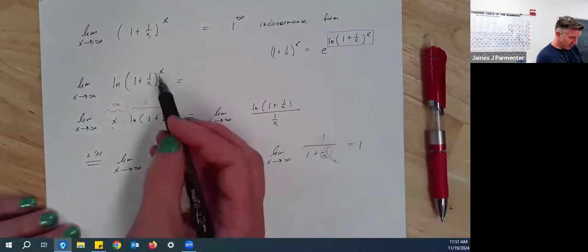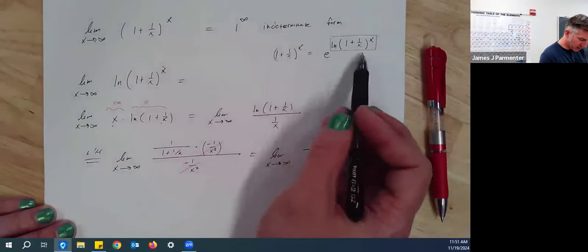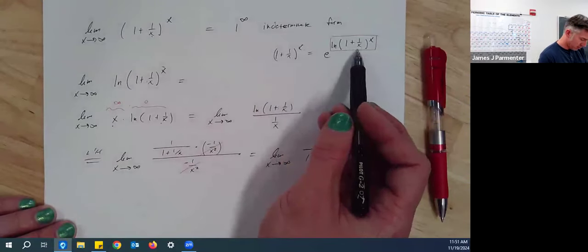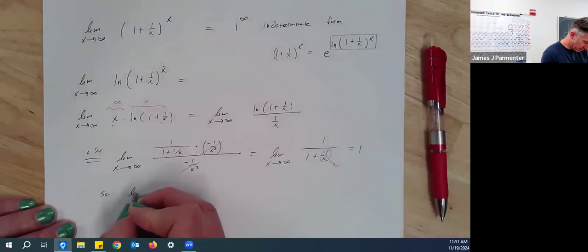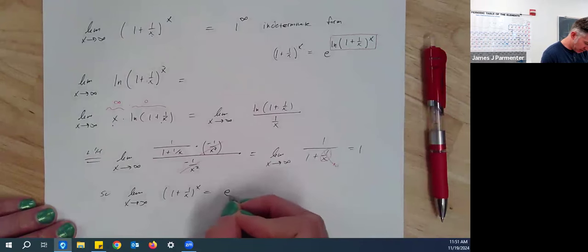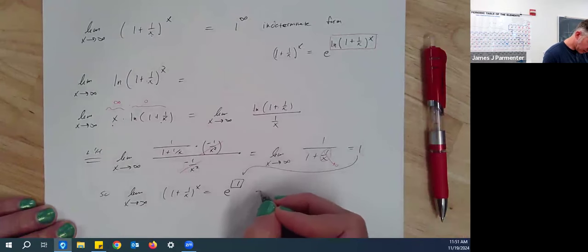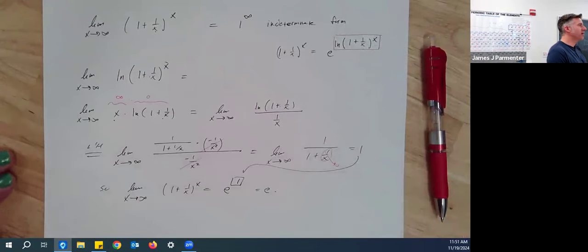So since the limit of this part is equal to 1, the limit of this part is going to be e to the 1. So we can say that the limit as x goes to infinity of just (1 plus 1 over x) to the x is equal to e to the power of the 1 coming in right there, which is just e. So there's some more proof of this thing we've been saying is true for a while, that as x goes to infinity, (1 plus 1 over x) to the x power does in fact get closer and closer to the number e.